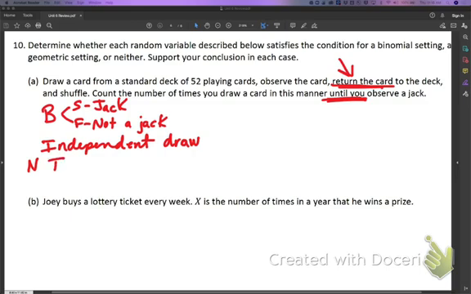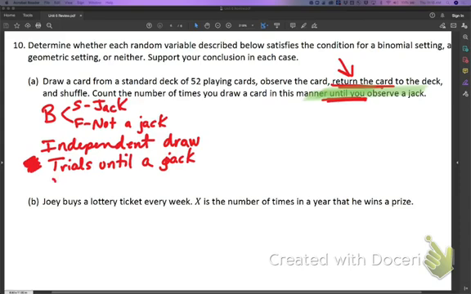What I'm asking here is, do we have a set number of trials, or am I doing trials until success? I am doing trials until success. So I do not have a set number of trials. I have trials until a jack. Once I get a jack, I'm done.